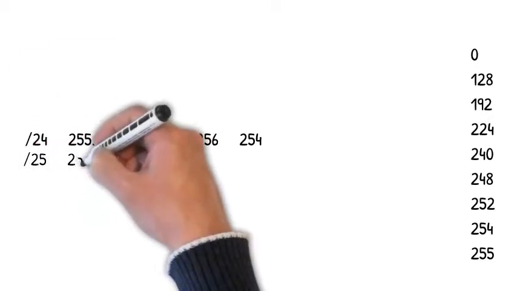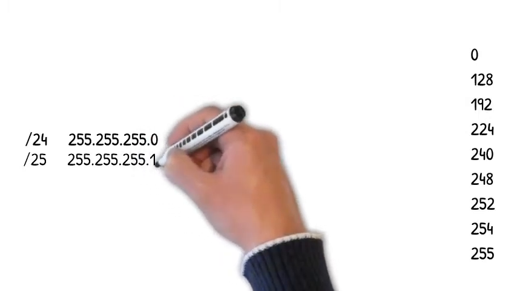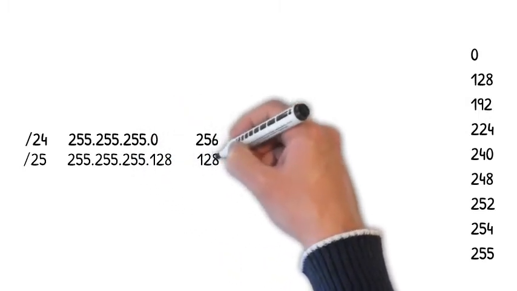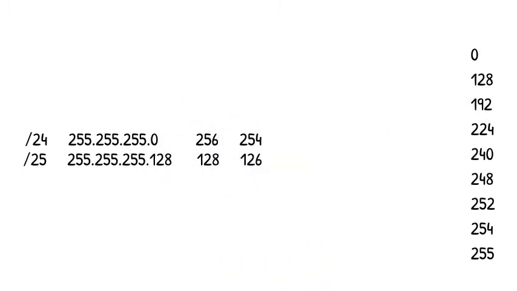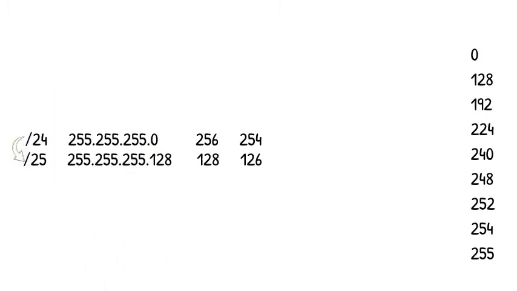Our next line is going to be this: /25, 255.255.255.128, 128, and 126. So let's talk about how we get this. We move down from the /24 to the /25 line. So we add one from /24, we end up with /25.